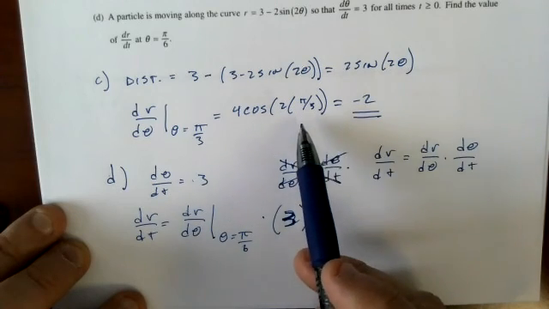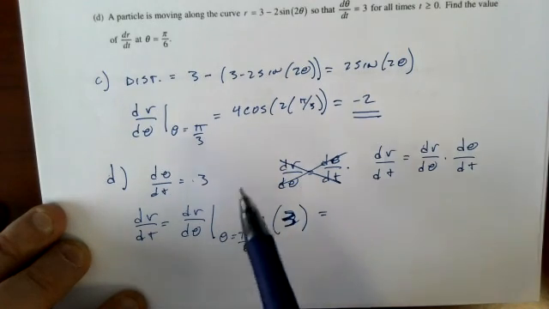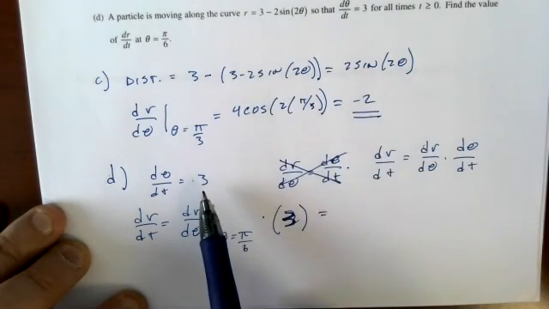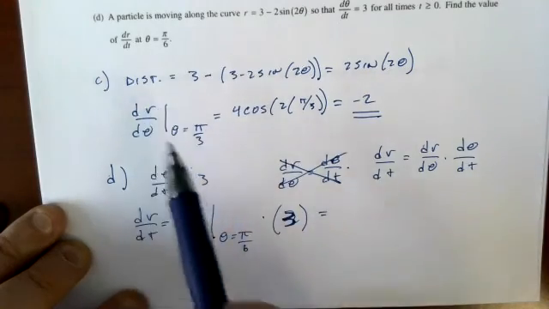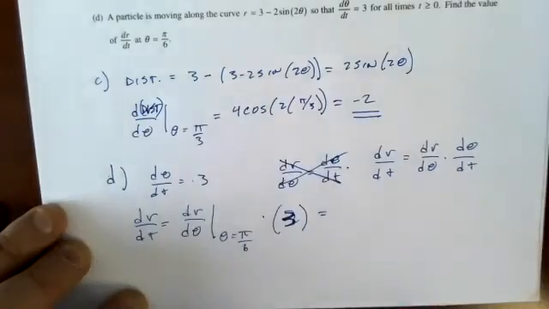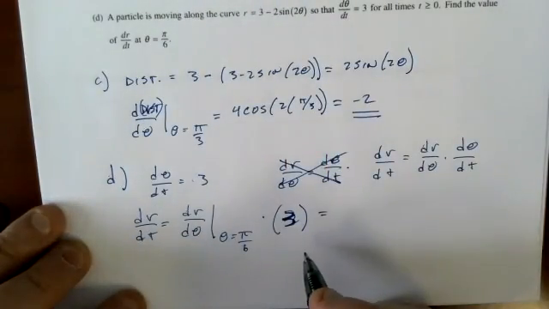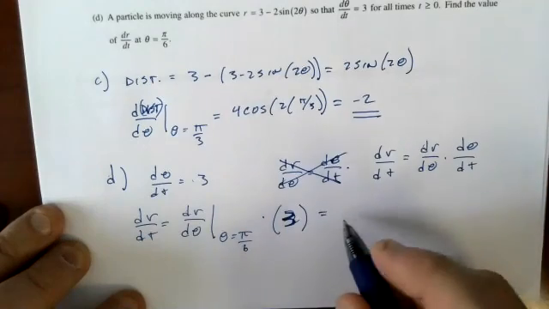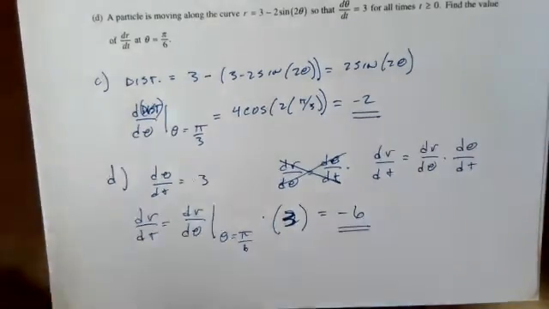Pi over 6, pi over 3. Oh. Well, now I'm confused. What else is there? dr d theta. There's a negative out front. Oh, here it was 3 minus. Naughty, naughty. This is not dr. This is d distance. So yeah, this would be different. Equals negative 6. Wow, that'll keep you busy, huh? Good luck.